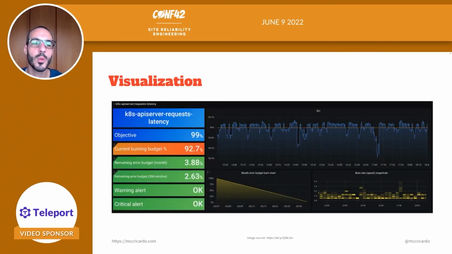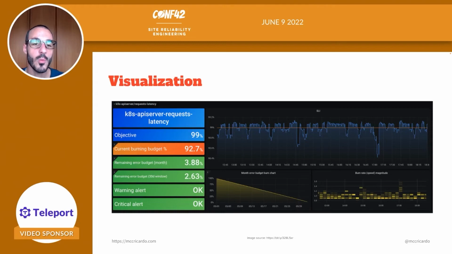And of course, we can put that in a visualization. We can create some graphs that we can look at, and we can see what the SLO is, the objective that we are trying to achieve. In this case, it's 99%. We can see if we are burning error budget or not, and how much error budget I have left for the period. So visualization is a nice way for me to understand if an SLO is at risk or not.